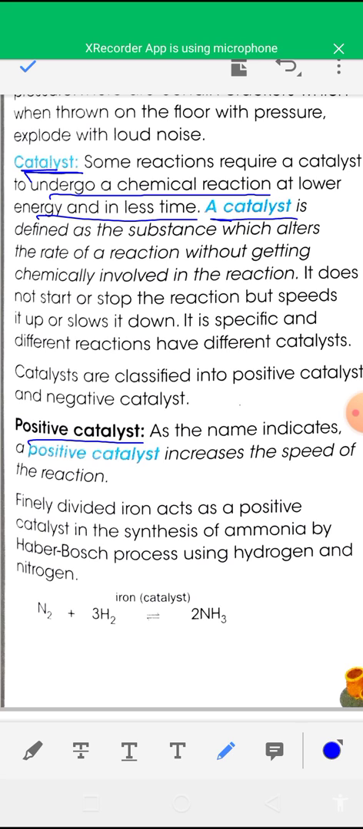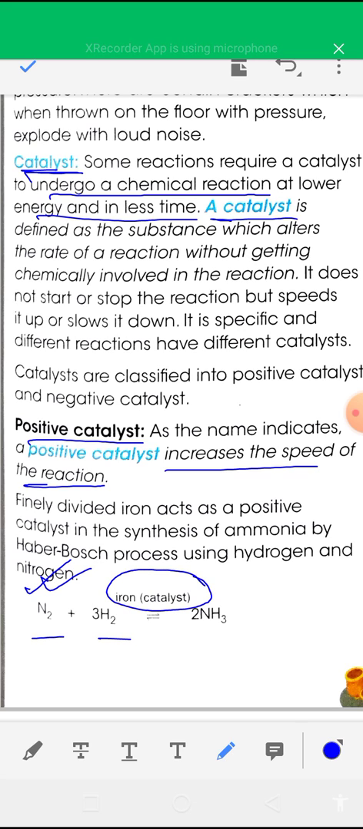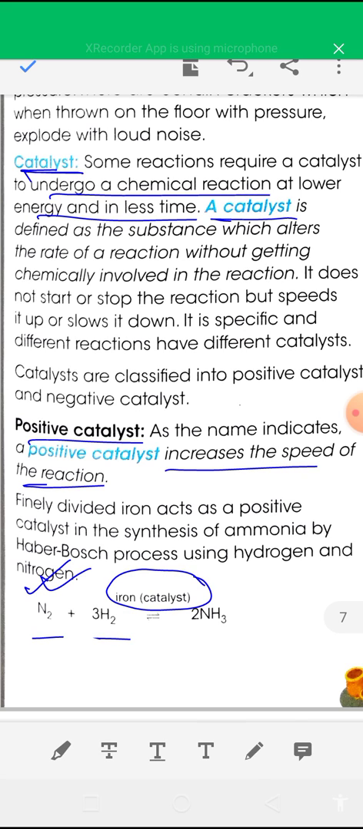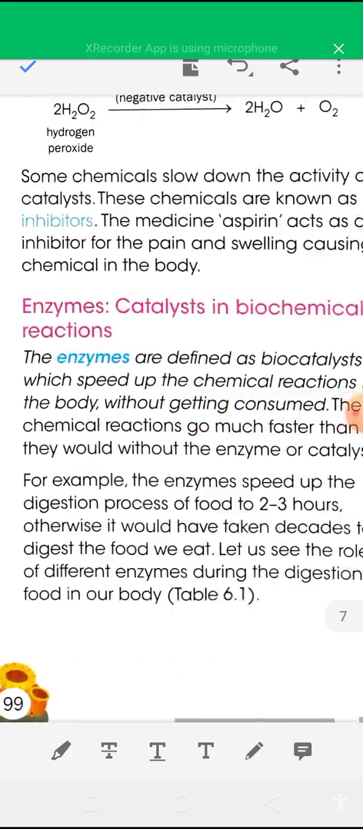So a positive catalyst increases the speed of the chemical reaction. For example, in the preparation of ammonia from nitrogen and hydrogen, iron is used as a positive catalyst. In the preparation of ammonia from nitrogen and hydrogen gas, iron is used as a positive catalyst.